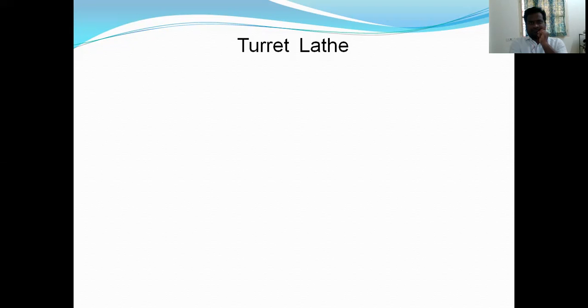Okay, the capstan lathe is also called a production lathe. We have different types of production lathes: automatic lathe, semi-automatic lathe, turret lathe, capstan lathe, NC lathe machine, and the CNC lathe. In that, we have discussed so far the capstan, semi-automatic lathe, automatic lathe, NC lathe, and CNC lathe.